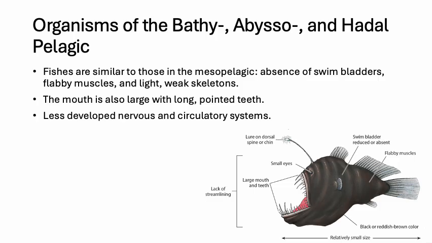Fishes in these layers share many traits with the mesopelagic residents, but push them even further. Skeletons grow lighter, muscles soften, swim bladders disappear entirely. Mouths grow huge, lined with long needle-like teeth, allowing them to grab any prey that they encounter. Their nervous systems and circulatory systems are less developed because their environment does not demand fast responses. When food is rare, patience and efficiency become the most valuable survival tools.